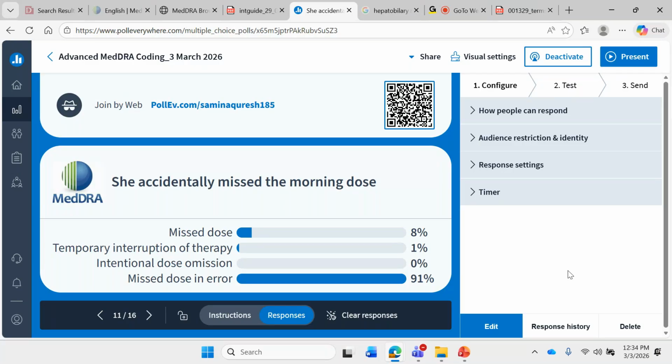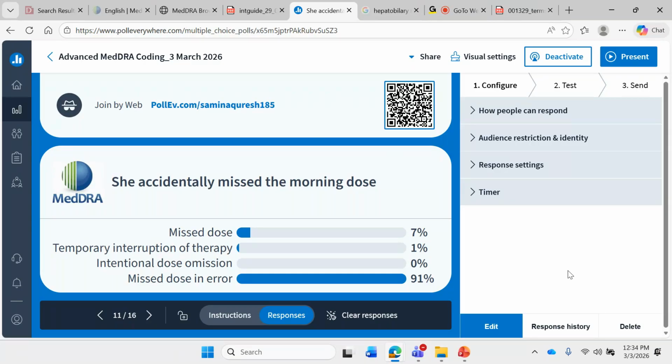So it's an error. It was my mistake. It was an error that I missed my dose. So missed dose in error is the correct answer. Missed dose kind of missed the accidental part of it. So it's not just plain missed dose. So the correct answer is missed dose in error.